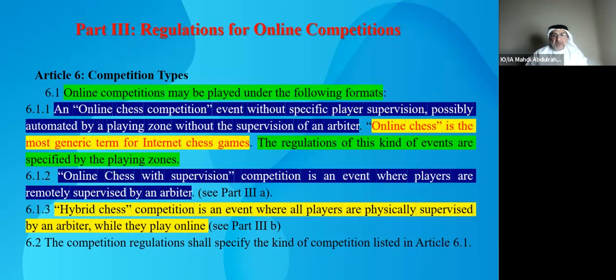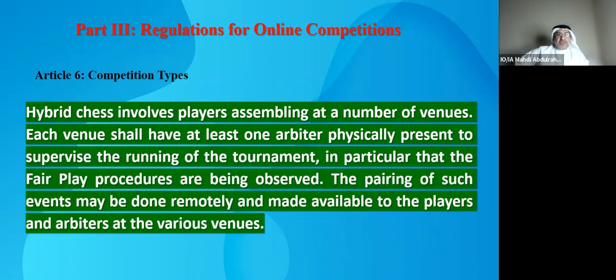The competition regulation shall specify the kind of competition listed. Then we have hybrid chess involving players assembling at a number of venues. Each venue shall have at least one arbiter. So if we have a team competition, for example, 10 teams from 10 different countries, they are sitting in different fields, so we have 10 venues. For each venue, because this is hybrid chess, there must be one chief local arbiter and one technical assistant.